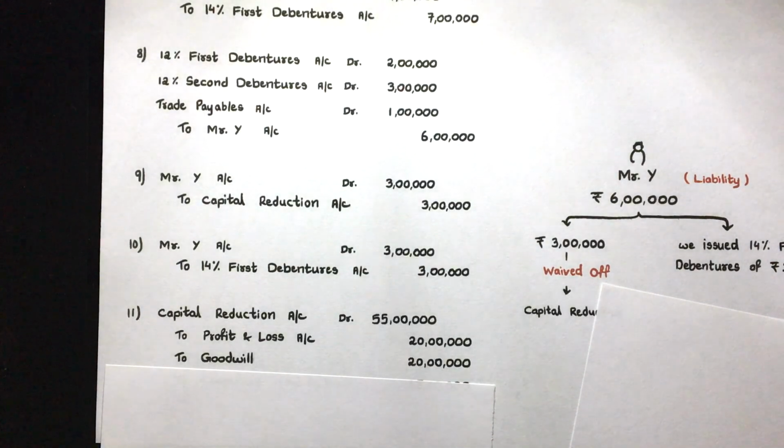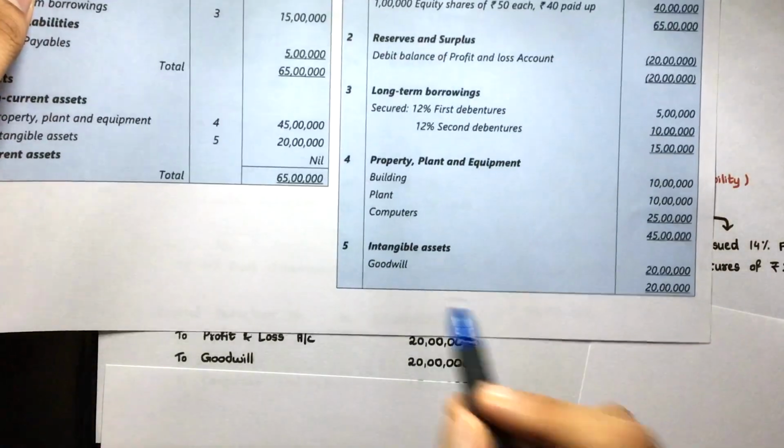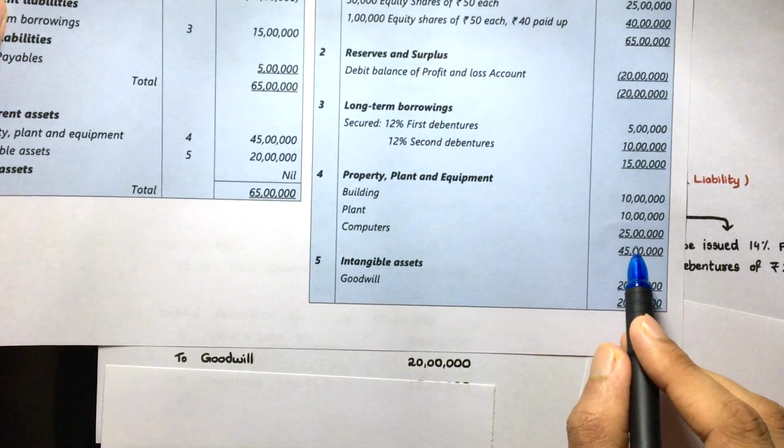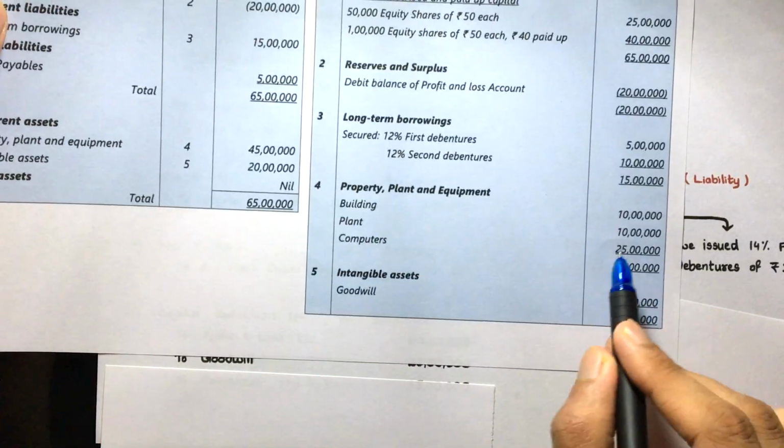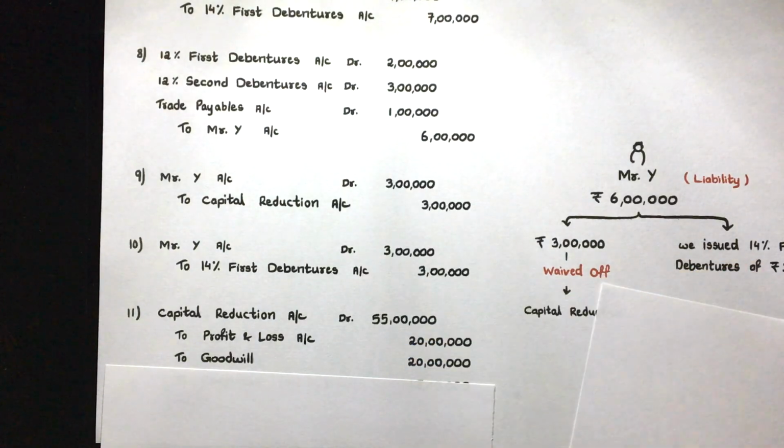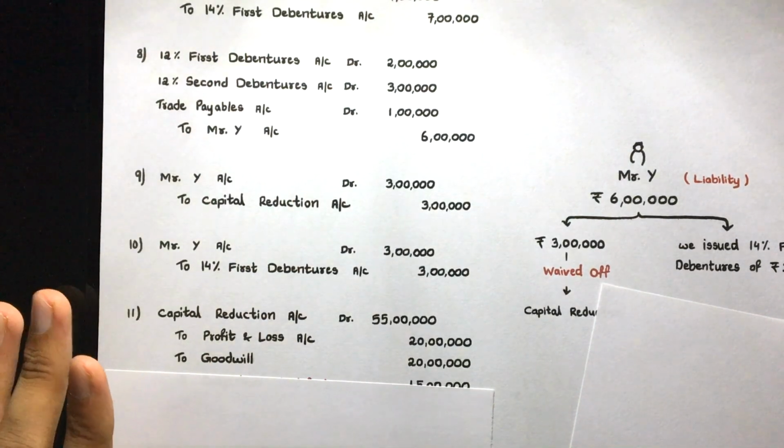Now see, the third, they said computers. What is the computers balance in the balance sheet? 25 lakh. The value of computers is 25 lakhs. But do we have 25 lakh left in our capital reduction? No. See, 55 minus 20, how much is left? Only 15 lakh balance is left in capital reduction. So we can't completely write off the computers, but we will write it off partially by 15 lakhs.